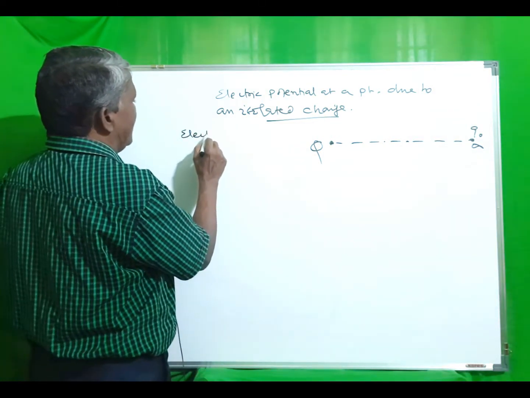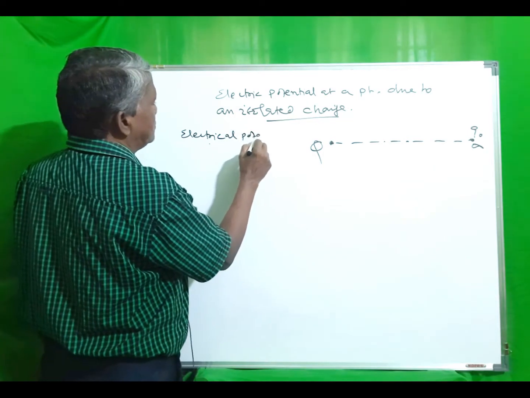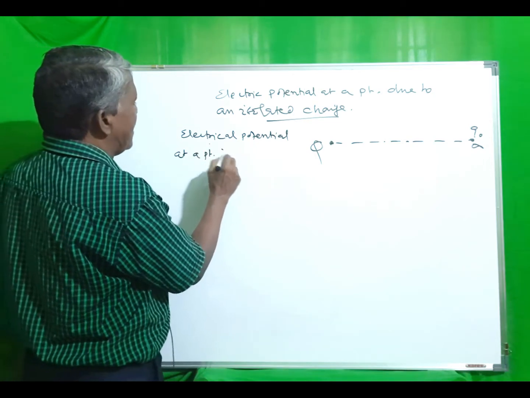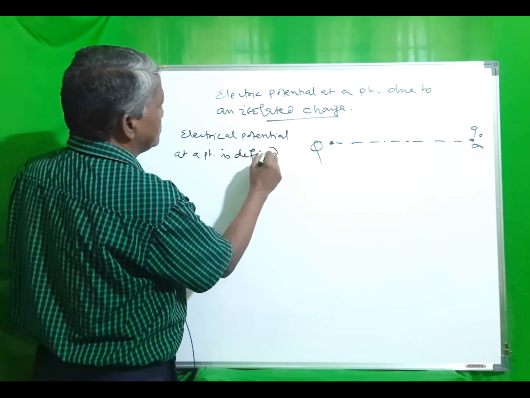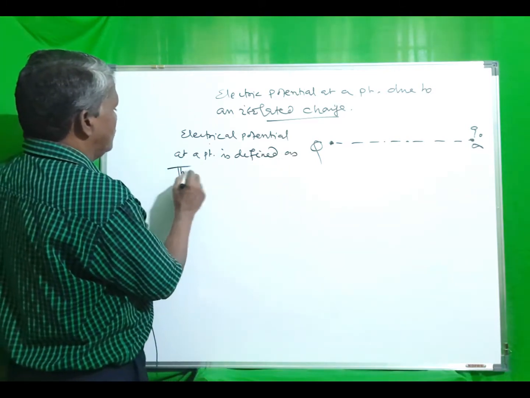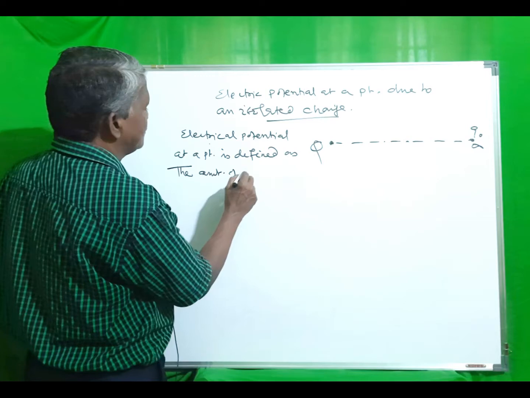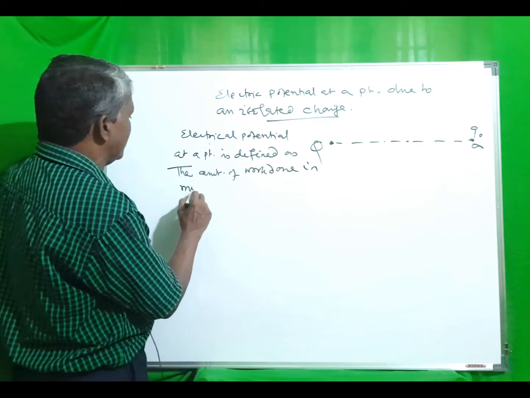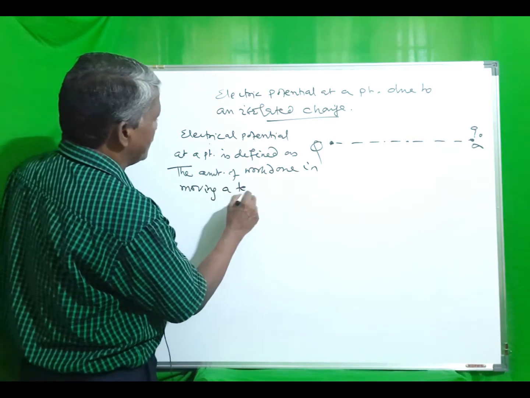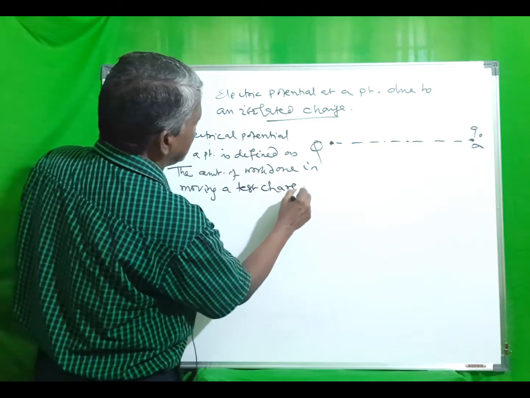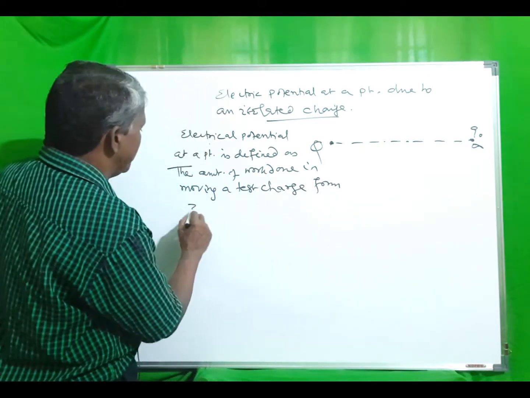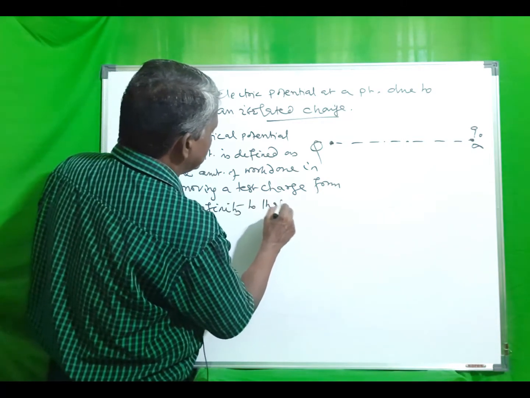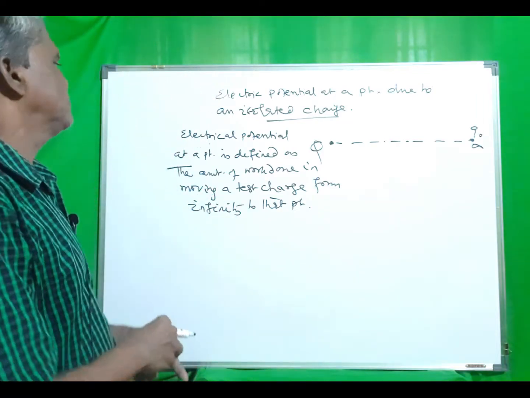Electric potential at a point is defined as the amount of work done in moving a test charge from infinity to that point.